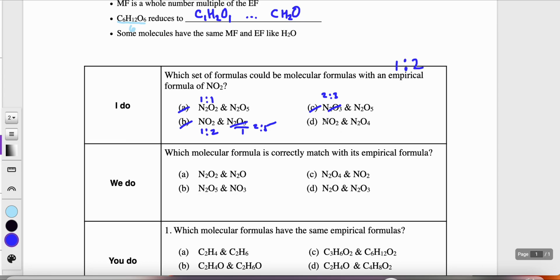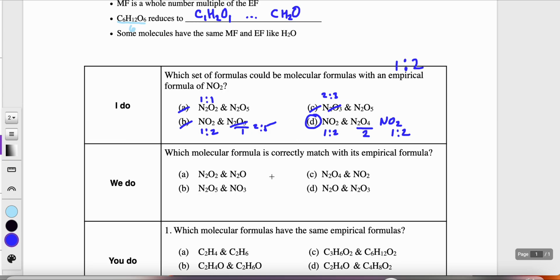So let's check. So NO2 means we have a 1 to 2 ratio. Good. Now we see this is a 2 to 4, and since they're both even, they're both at least divisible by 2, which would change it to an NO2, which is a 1 to 2 ratio. So D is our best answer.